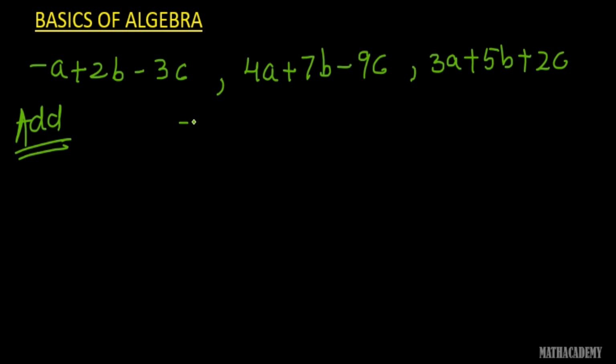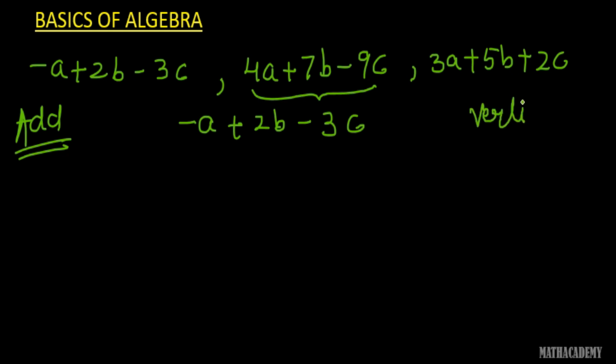You write the first polynomial, minus a plus 2b minus 3c. Now comes the second one. We are doing it by the vertical or the column method. This is called the vertical or column method of adding algebraic expressions. So now 4a plus 7b minus 9c.